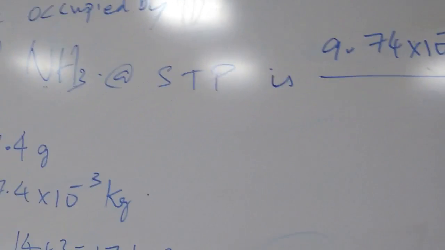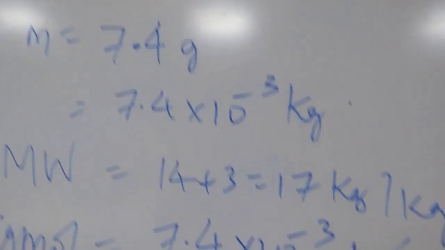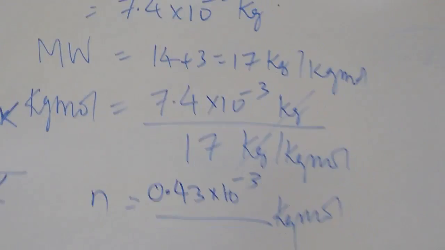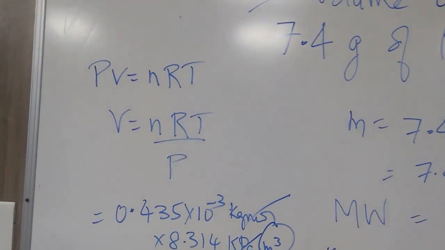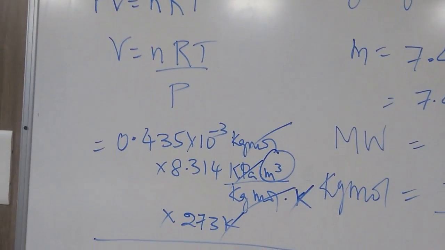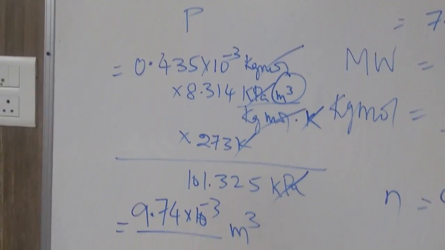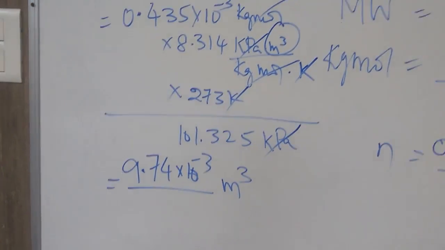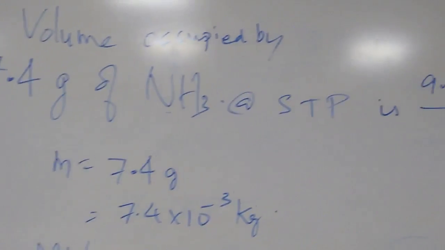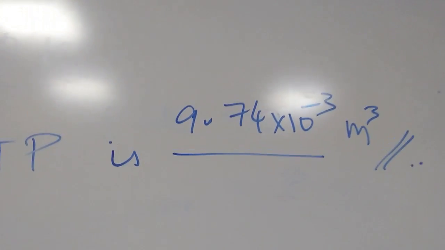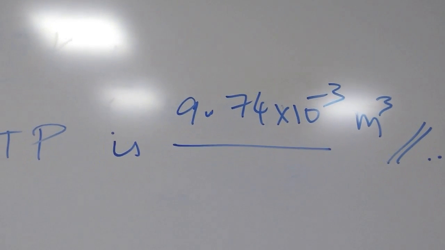So what we have done here: mass was given, and we converted it to kg moles. Once we had the kg moles, we used the ideal gas law equation PV = nRT, substituted the nRT by P values, and simplified the units to get the final answer. Now, 9.74 × 10^-3 meter cube.